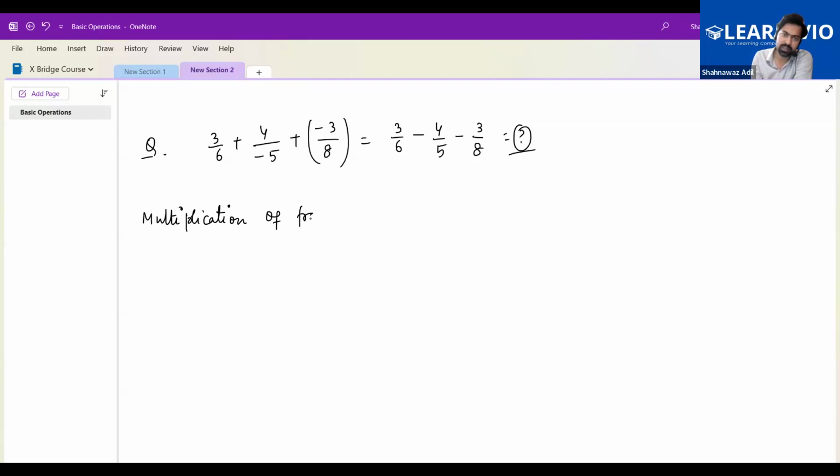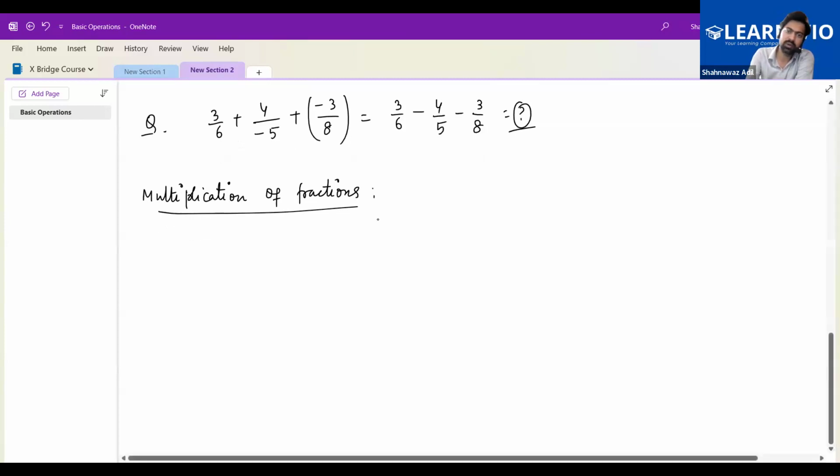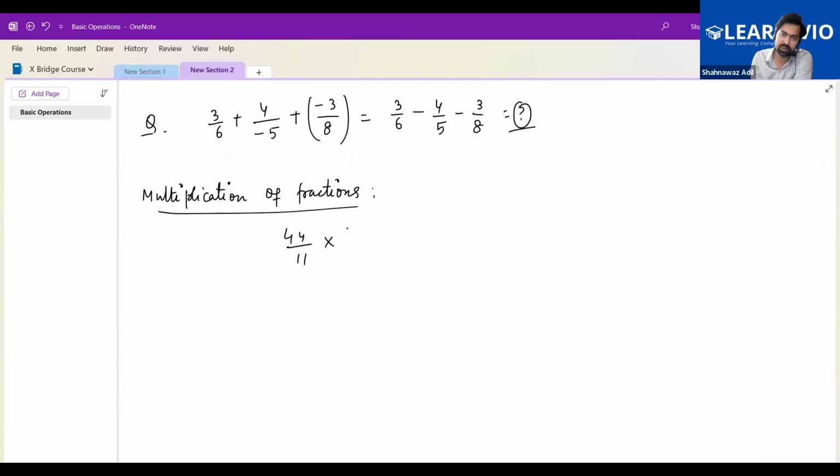Multiplication of fractions. So we have, let's say, 44 by 11 into 33 by 26, and then let's say 5 by 20. So how do we solve this kind of multiplication of fractions? We multiply all the numerators together, and then we multiply all the denominators together.